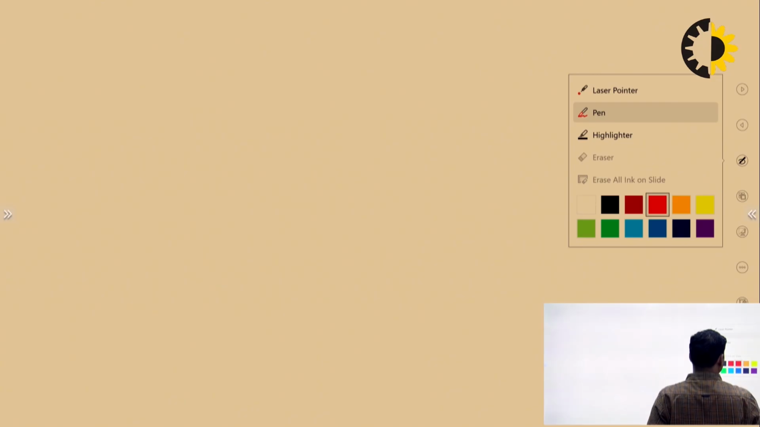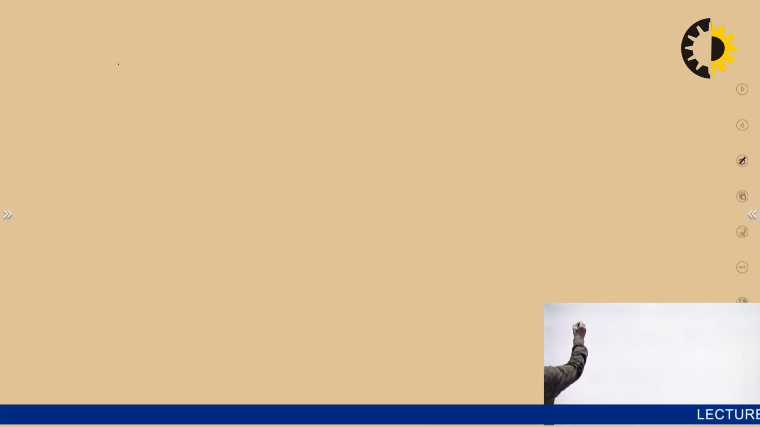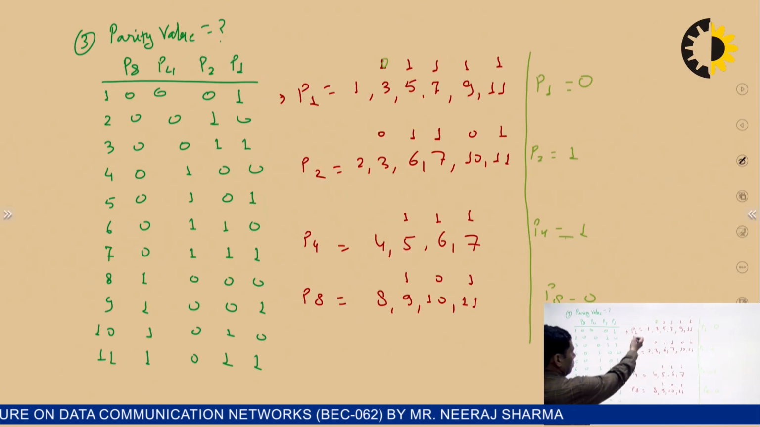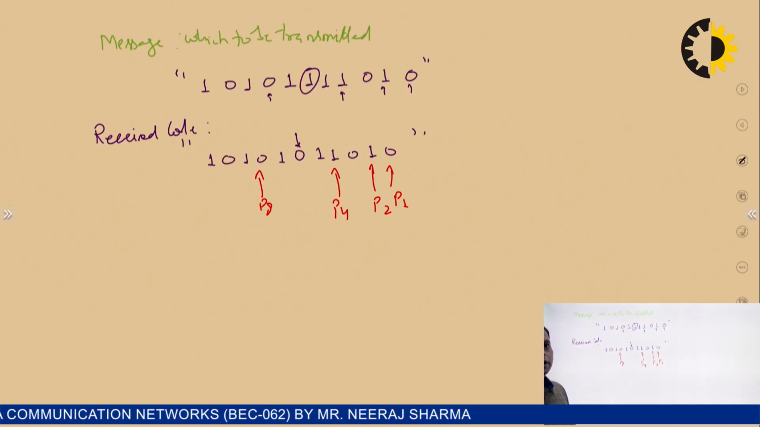Now after that, for this transmitted message, the procedure to follow is to check P1, P2, P4 and P8. The parity check positions as per this are 1, 3, 5, 7, which we should write here first of all.